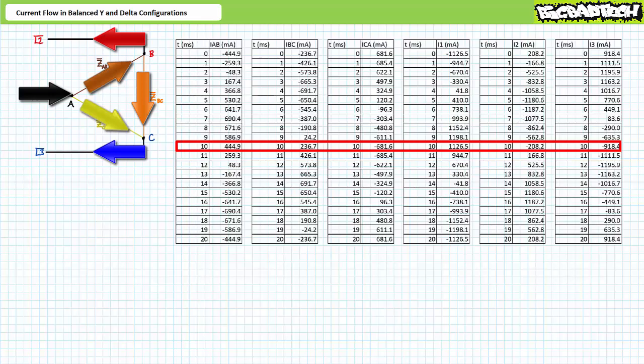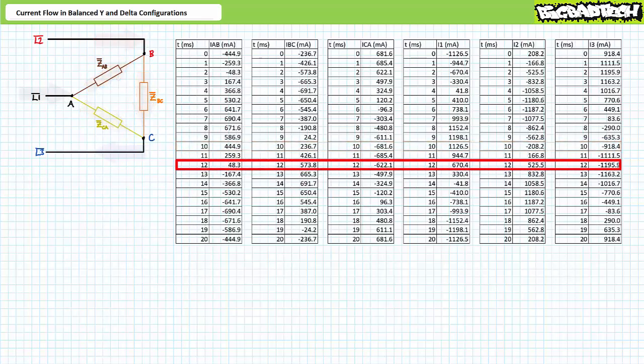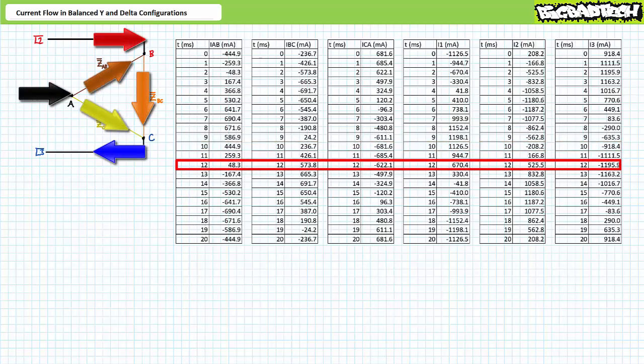1,126.5 milliamperes of current enters node A, 208.2 milliamperes of current leaves node B, and an additional 918.4 milliamperes of current leaves node C. At t equals 12 milliseconds, 48.3 milliamperes of current travels A to B, 573.8 milliamperes of current travels B to C, and 622.1 milliamperes of current travels A to C.